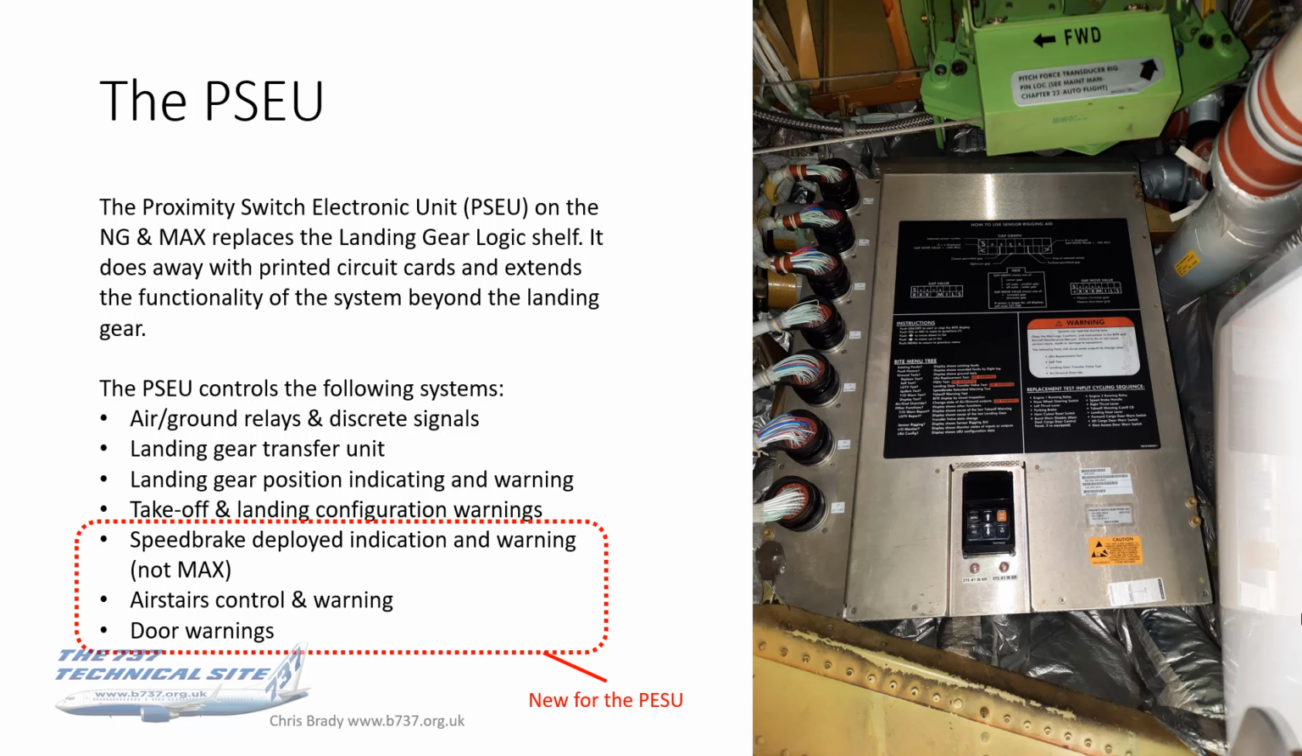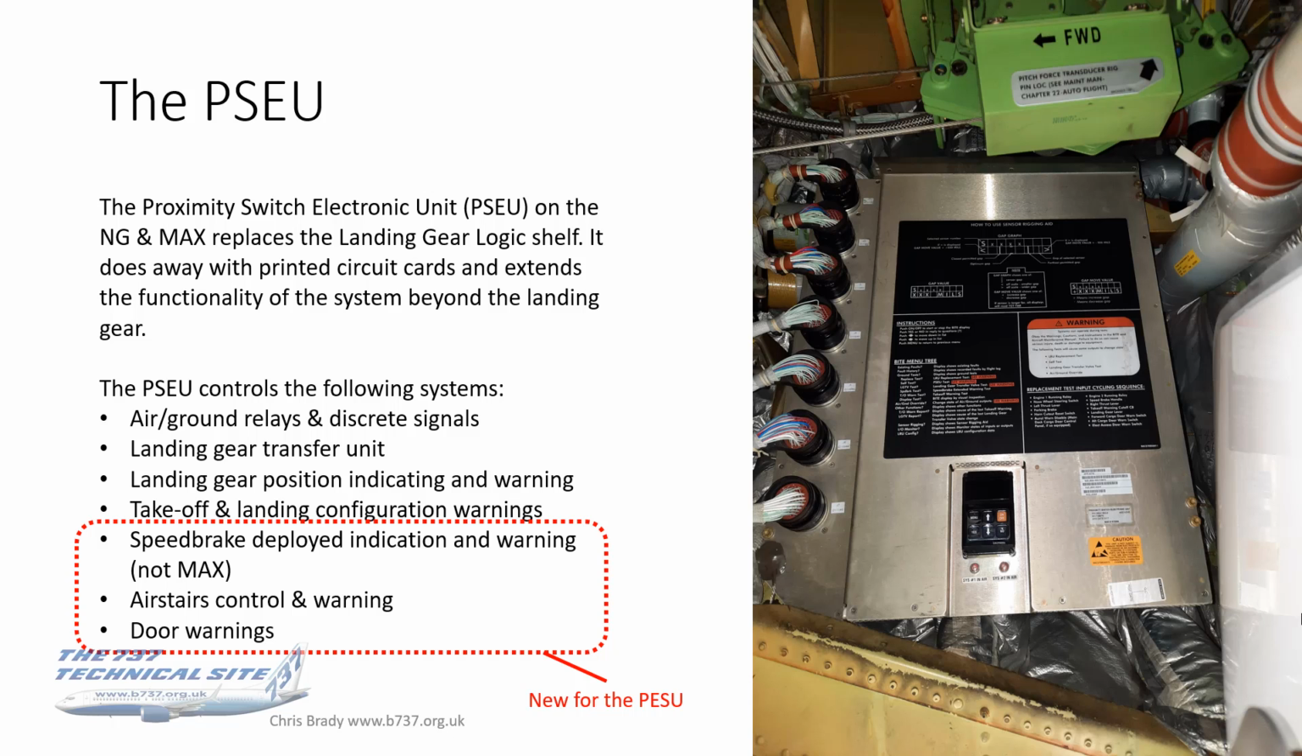So onto the PSEU. That's it in its present location. Again, it's in the forward electronic bay. So it replaces the landing gear logic shelf. So the NG and the MAX don't have that. They've just got this. It does away with all the printed circuit cards, and perhaps more importantly, it extends the functionality of the system beyond the landing gear.